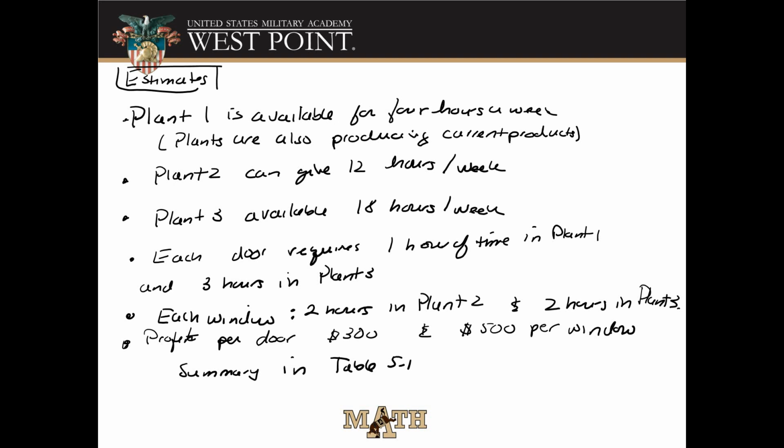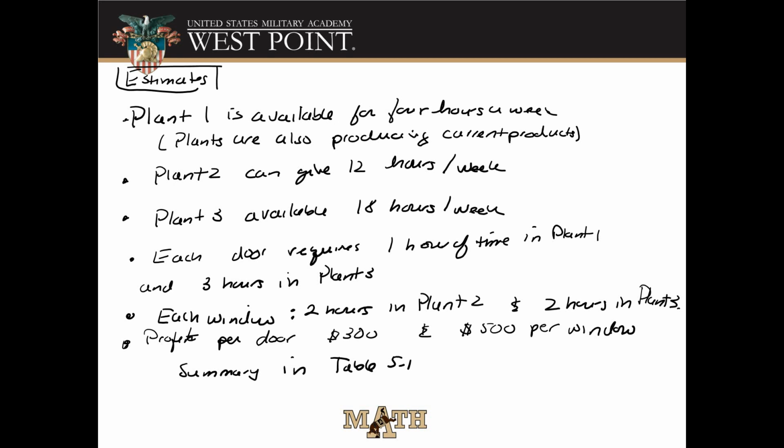Okay, so they have other numbers in here. So these are my constraints. I'm labeling out: Plant 1 is available for 4 hours a week. That also tells me my units per week profit that we're going to estimate things on. Plant 2 can give 12 hours per week. Plant 3 is available 18 hours a week. Each door requires 1 hour of time in plant 1 and 3 hours of time in plant 3.